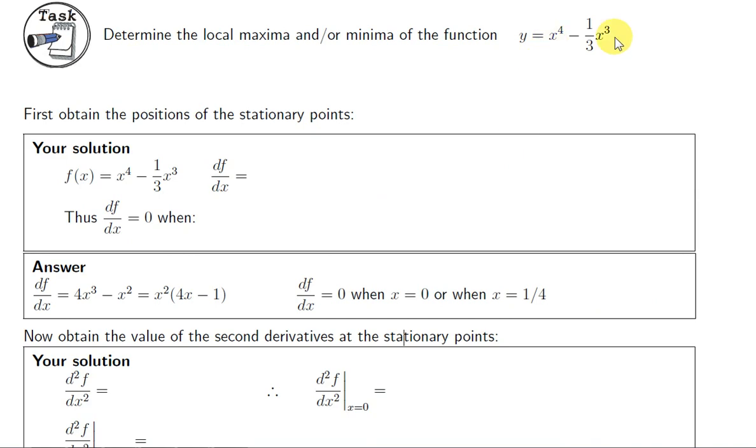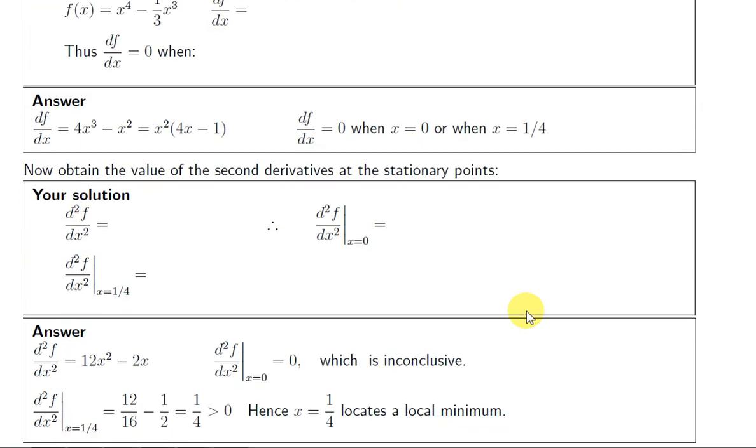Okay, here we have this quartic function. We want to determine the local maxima and minima, so we need the first derivative to get the x values of the stationary points. Set the first derivative equal to 0. So that's straightforward. We need to solve this equation here. We just put each factor in turn equal to 0. x squared equals 0 gives us x equals 0. 4x minus 1 equals 0 gives us x equals a quarter.